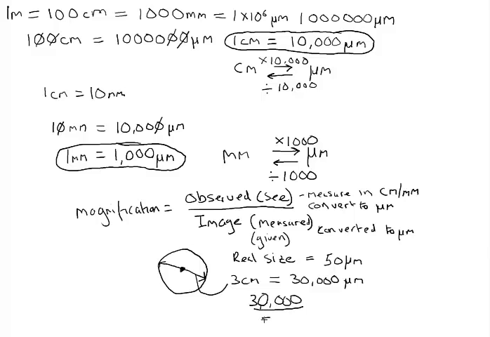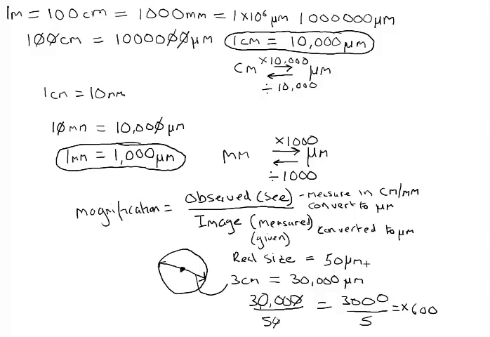So then, to calculate the magnification, it would simply be 30,000 over 50, and so that gives you 3,000 over 5. Now, if you work that out, that will actually give you what your magnification is. Well, 5 goes into 36 times, into 360 times, so that will be a 600 magnification. 5 into 3,000.